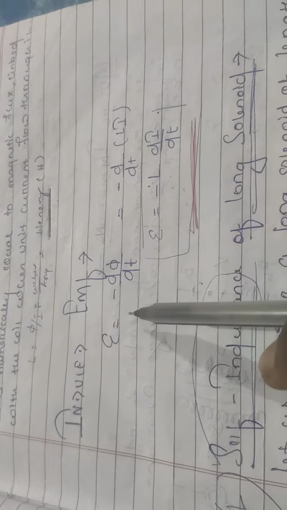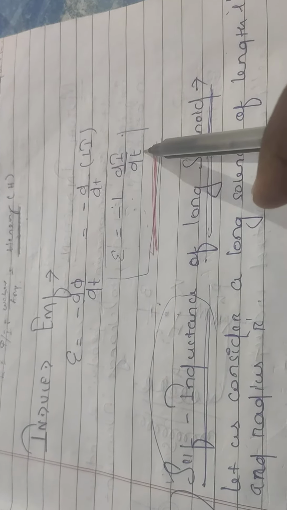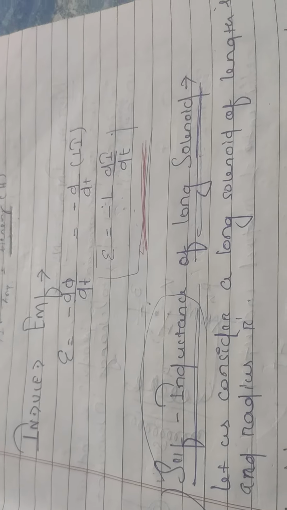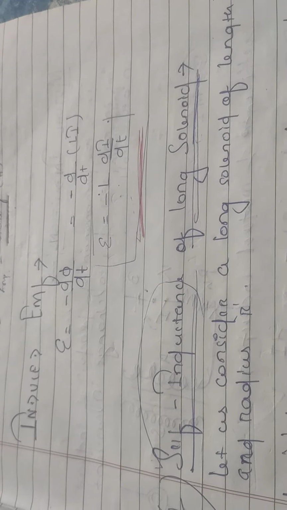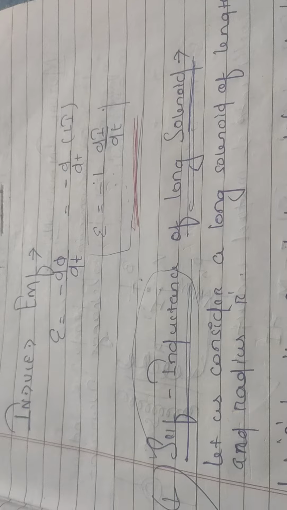Induced EMF is given by E is equal to minus d phi by dt. So substitute the value phi is equal to Li; E is equal to minus L di by dt. Okay, clear?